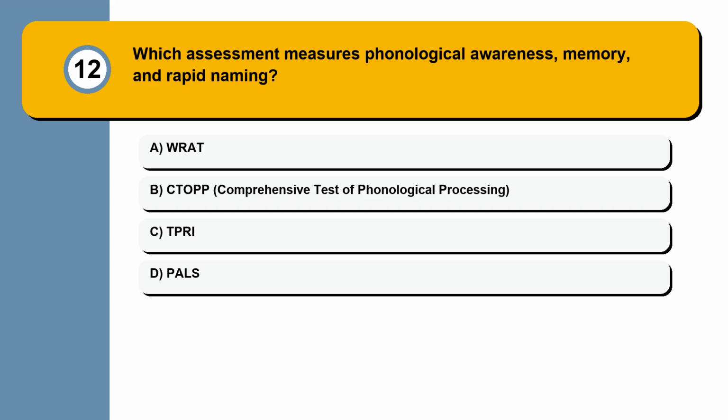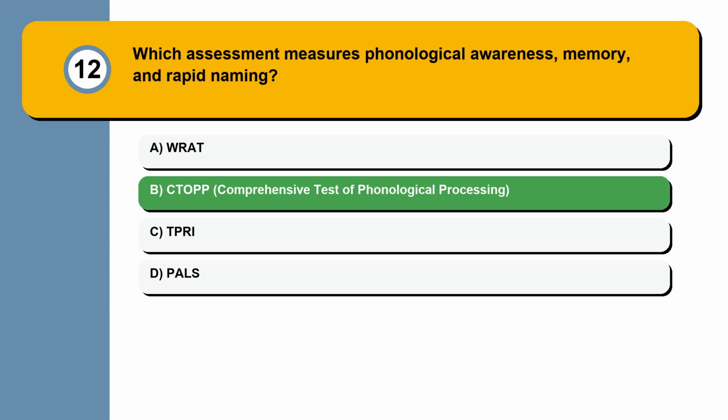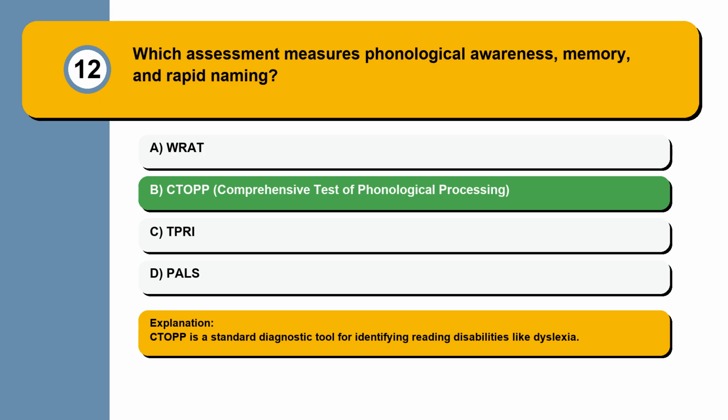Question 12. Which assessment measures phonological awareness, memory, and rapid naming? RAT, CTOPP, Comprehensive Test of Phonological Processing, TPRI, PALS. The CTOPP is a standard diagnostic tool for identifying reading disabilities like dyslexia.